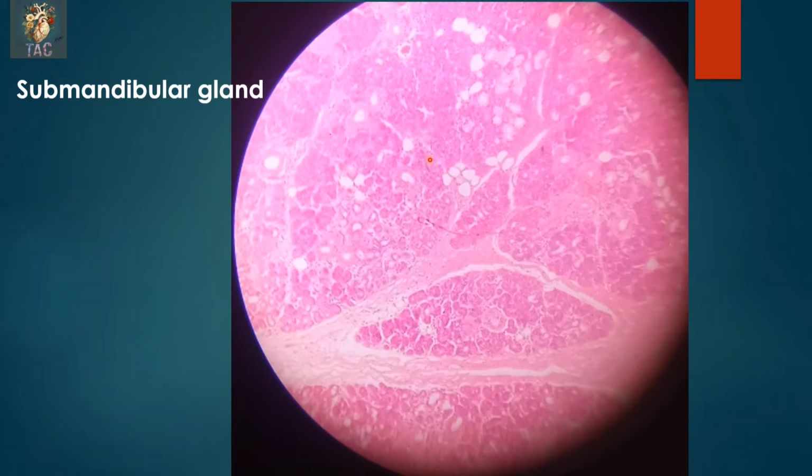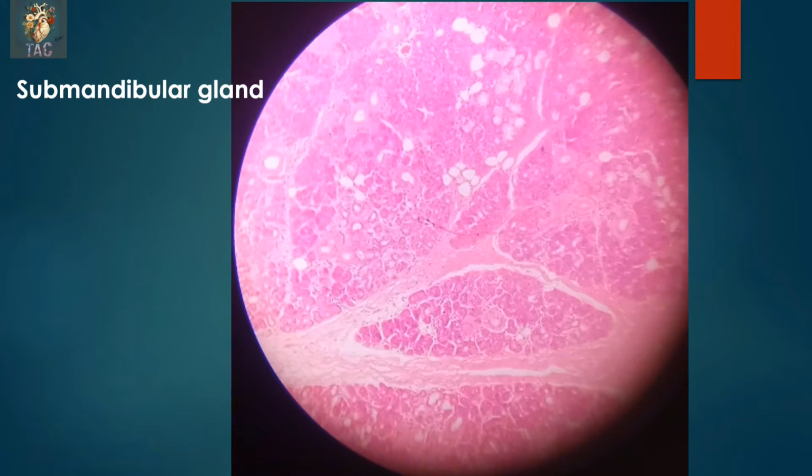And in this area you can appreciate the mucous acini which are present. These are the adipose tissue, so please don't confuse these adipocytes with the mucous acini. These are the mucous acini and these ones are the adipocytes. So this is the slide of the submandibular gland.